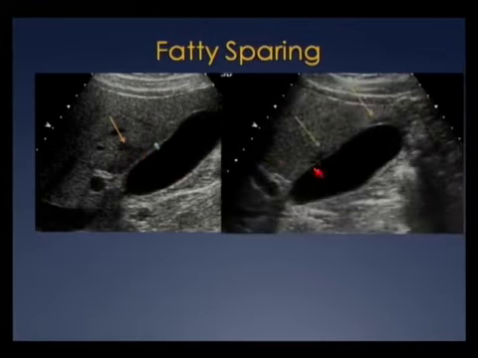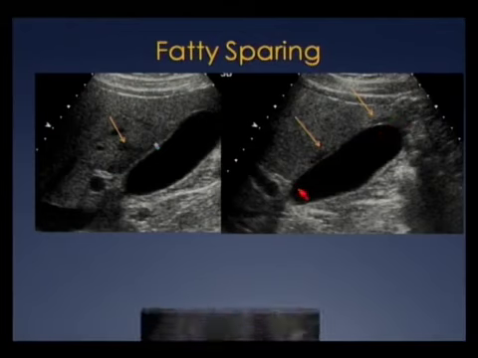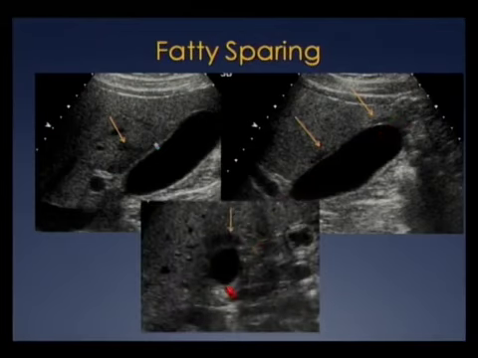Here's another case, another sagittal image, where we see these elongated hypoechoic foci along the gallbladder fossa. Again, you can confidently call these fatty sparing. Here's another transverse image of the gallbladder where we see a crescentic hypoechoic focus. It's not a round mass, it's just following the contour of the gallbladder fossa.